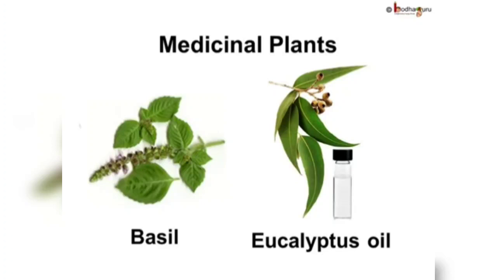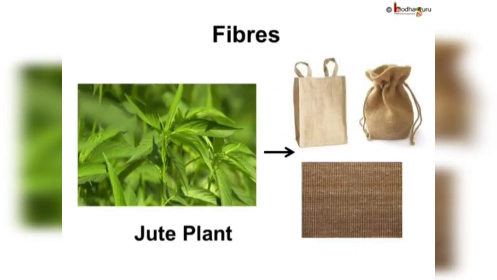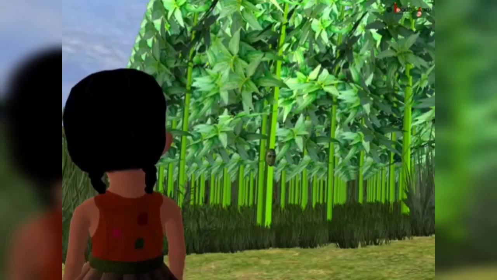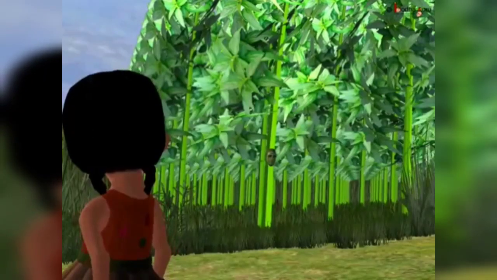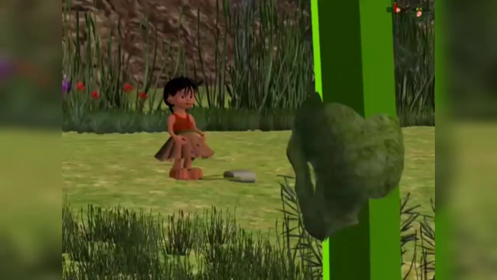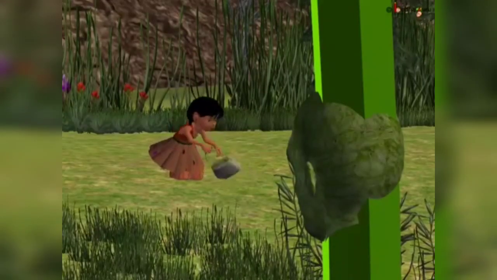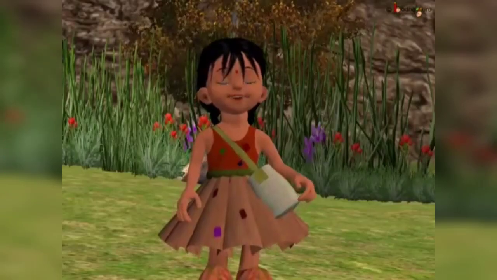Besides the food, we use some plants as medicines like tulsi or basil, and oil from the eucalyptus tree are used as cure for cold and cough. Jute bags, ropes, sacks, and mats are made by fibers we get from the jute plant. Like in the story, the jute plant gave Sona the jute bag to keep her school books.